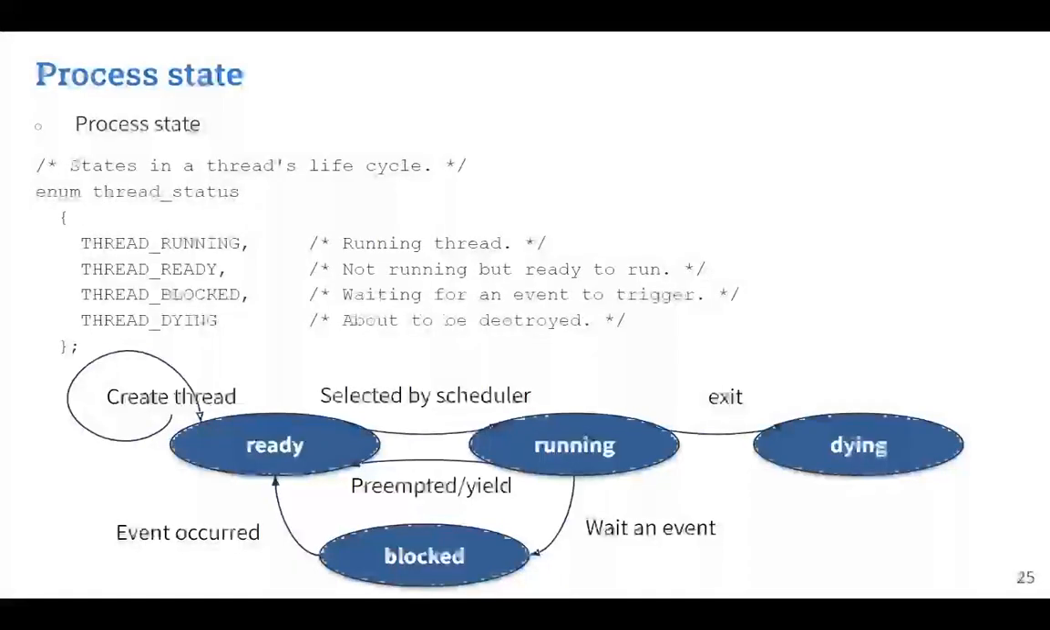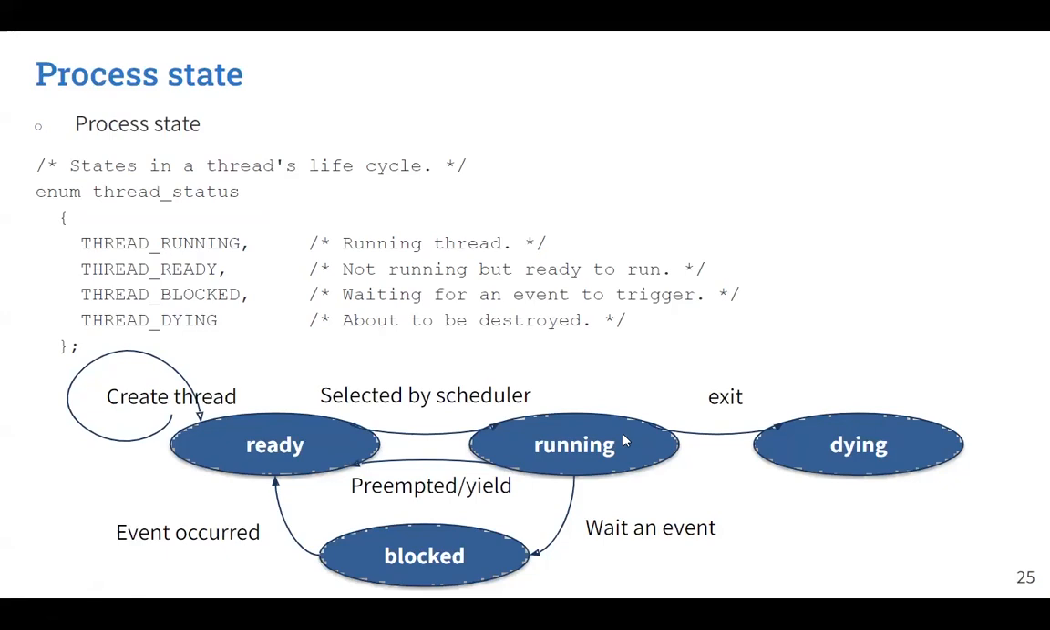And a process can have 4 states. It can be running, ready, blocked, or dying. So to give you an overview of the life cycle of a process: when it's created, it should be in the ready state. And if it's selected by the scheduler to occupy CPU time, it should go into the running state. And if it finishes execution, then it should exit, which puts it in the dying state.